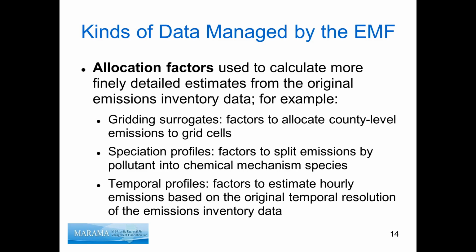We have the speciation profiles, which is how we convert emissions that are by pollutant in the inventory into the specific species of the chemical mechanism that's going to be needed by the air quality model. And then we have temporal profiles, which help to convert whatever temporal resolution of the emissions inventory we have into hourly emissions for air quality modeling, but you'd have other factors to do estimates to different levels of temporal allocation.